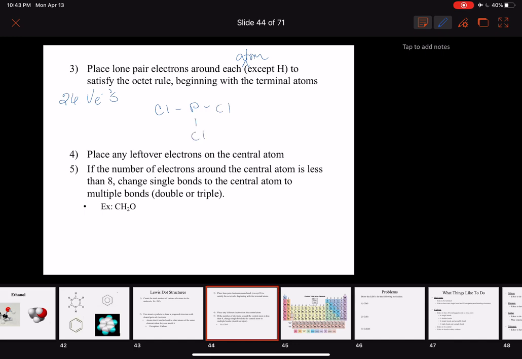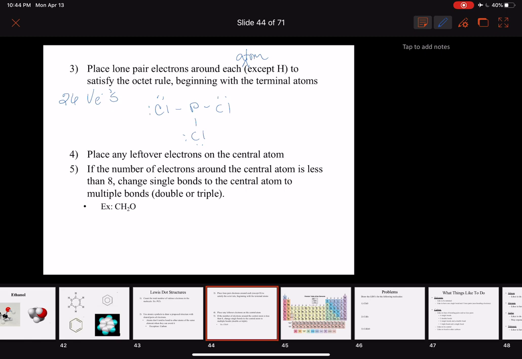We want to remember that each of those single bonds between the chlorine and the phosphorus are 2 electrons. Those are 2 bonding electrons. Now number 3 says place lone pair electrons. And remember, lone pair electrons are non-bonding electrons around each atom except hydrogen to satisfy the octet rule. So we've used up 2, 4, 6. Those are from those single bonds right there. So we have 2, 4, 6, 8, 10, 12, and we want to distribute them evenly because nature loves symmetry.